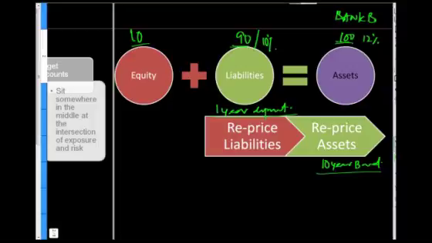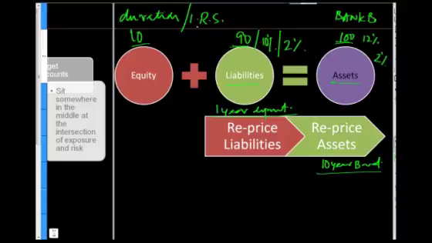Now, assume a world where interest rates go up and down, and it is possible for you to reprice both assets as well as liabilities. And when the repricing happens, let's assume that interest rates go up by 2%. They go up by 2% here, they go up by 2% here. When repricing happens, you have another very interesting concept that comes into play, and this concept is duration or interest rate sensitivity. Here IRS refers to interest rate sensitivity or interest rate elasticity.